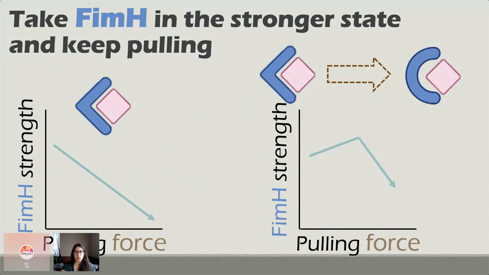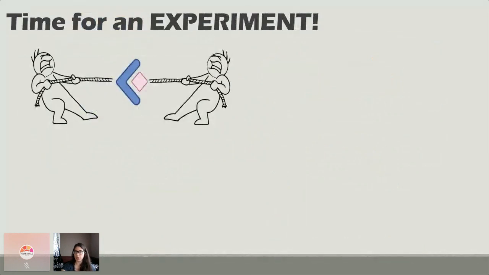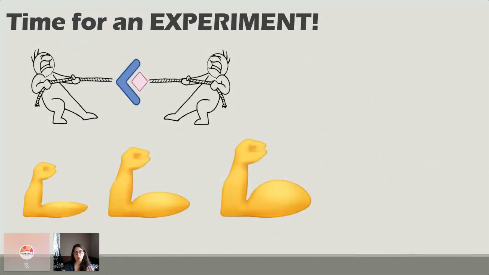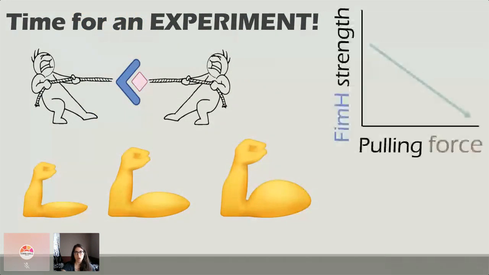So now we can translate these ideas into an experiment that we can do. So we take FimH and we pull on it so it gets into its strong shape. And then from there, we just keep pulling on it at many different forces. And then we just measure how strong FimH is behaving as we're pulling on it with all of these different forces, and look at the shape of the resulting graph. Based on the shape, we can draw some conclusions about what FimH is doing.